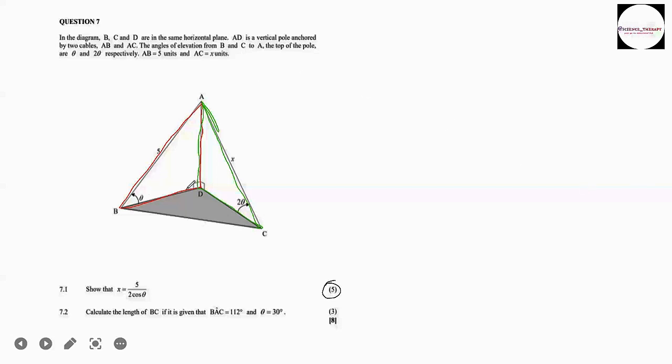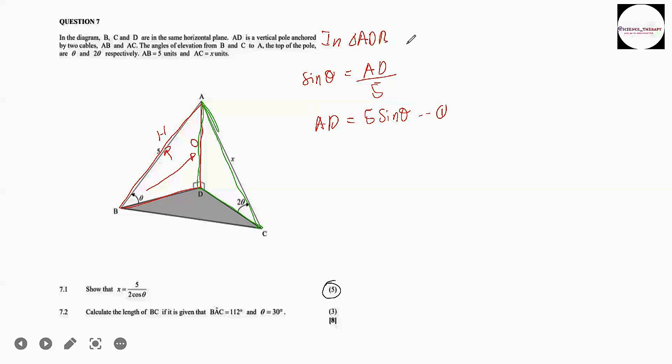Here, this is a 90-degree angle, so that means our SOH CAH TOA applies. We are looking to express it in terms of AD, which is the opposite, but we are given the hypotenuse. If we have opposite and hypotenuse, then the trig ratio we can use is sine. So sine theta is opposite, which is AD, over our hypotenuse, which is 5. Making AD the subject, AD is equal to 5 sine theta. Let's call this equation 1. That is in triangle ADB.